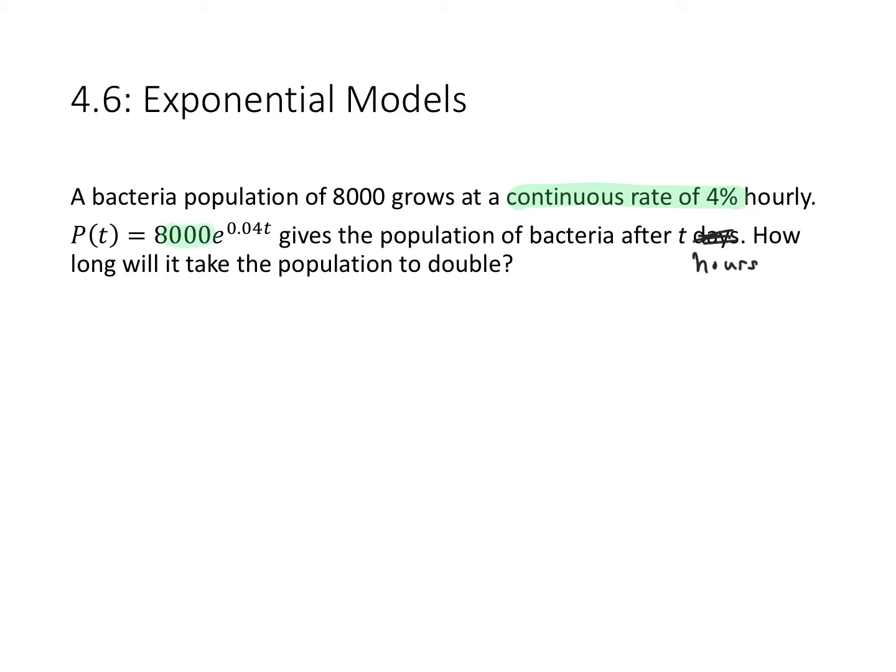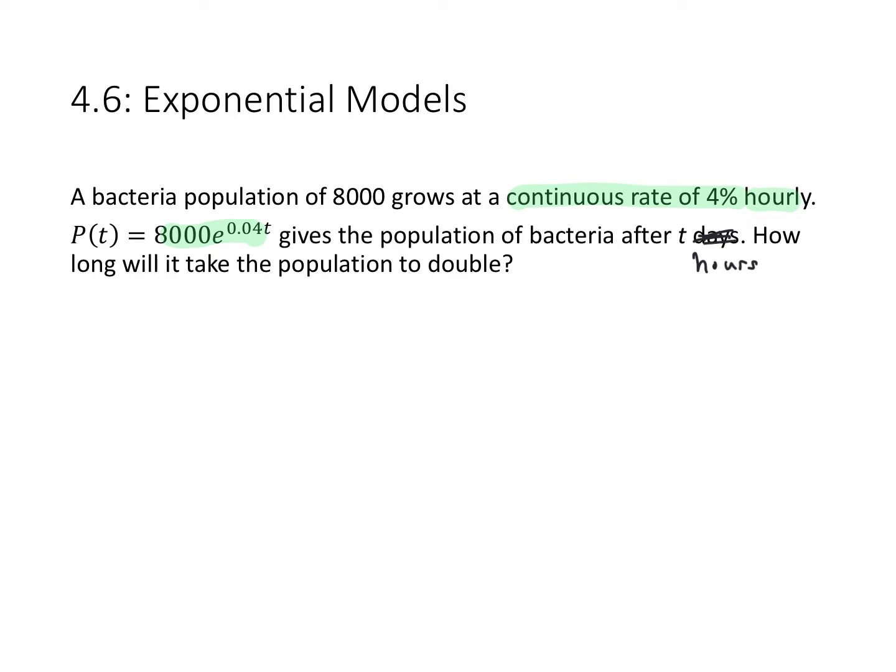And so that means that this 8,000 times e to the rt formula will give us the population at any time t. And here the 4% rate is hourly, and so the t here will be in hours. There is a typo on the slide, it should say after t hours. But the question here is, how long will it take the population to double?